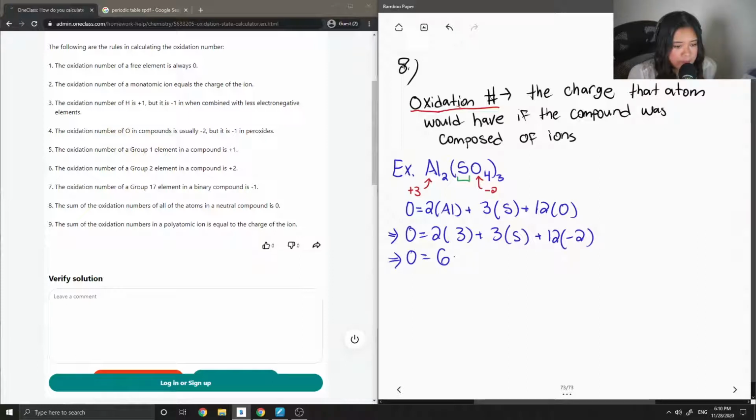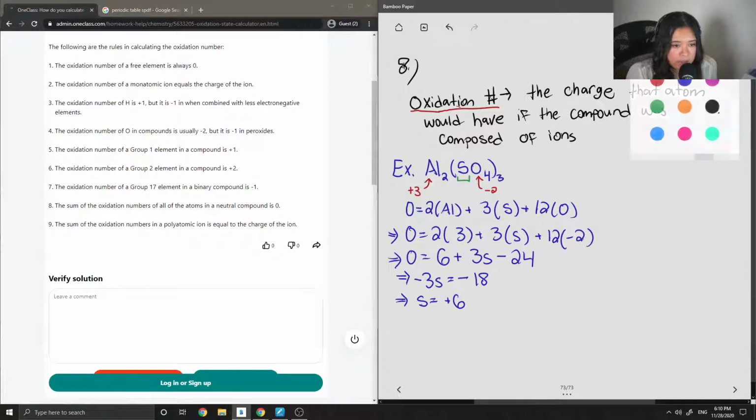So it's going to be 6 plus 3S minus 24. And now we just solve for S. So let's bring that over to this side. S is equal to +6. Okay, so the sulfur has an oxidation number of +6. I'm going to do another example on the right side.